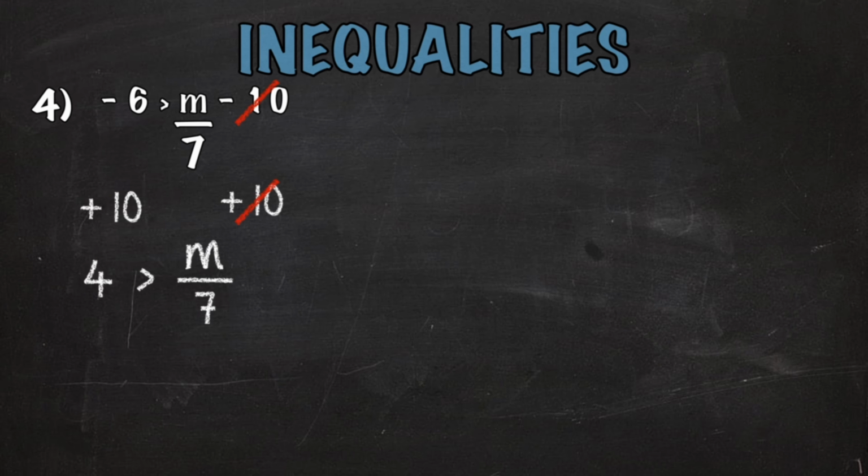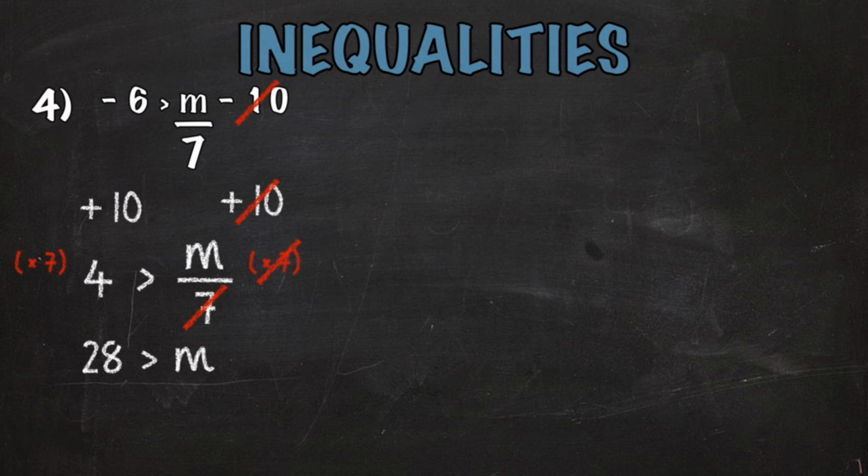Now we have to isolate m, so we use inverse operation. Currently it is being divided by 7, so the opposite would be to multiply by 7. Of course, we would have to multiply both sides of the inequality by 7 in order to keep the inequality balanced. Now, on the right side, they cancel each other out, so m is completely isolated. So m is less than, and then on the left side, we have 7 multiplied by 4, which gives us 28. So m is less than 28.